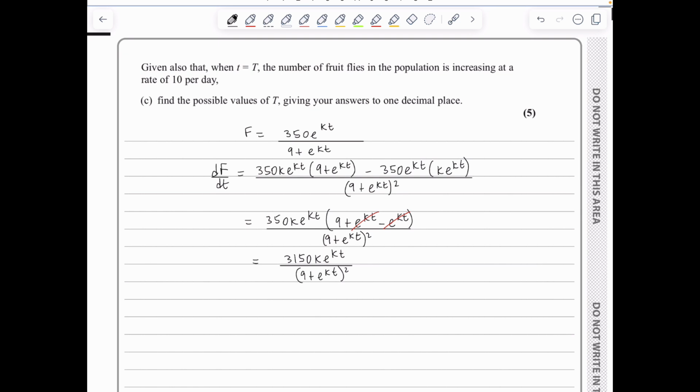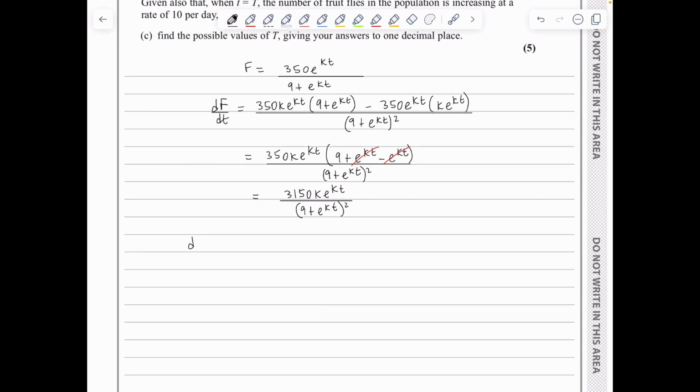Now we have been told that the population is increasing at a rate of 10, so this means that df dt when t is equal to capital T is equal to 10, and if we substitute t with capital T in the expression we just obtained for the derivative df dt, we get 3150 k e to the k capital T over (9 plus e to the k capital T) and all squared. That's the equation we need to solve.